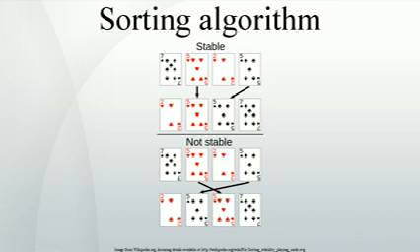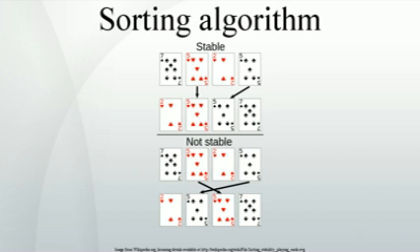More formally, the output must satisfy two conditions. The output is in non-decreasing order, each element is no smaller than the previous element according to the desired total order. The output is a permutation, a reordering, of the input.